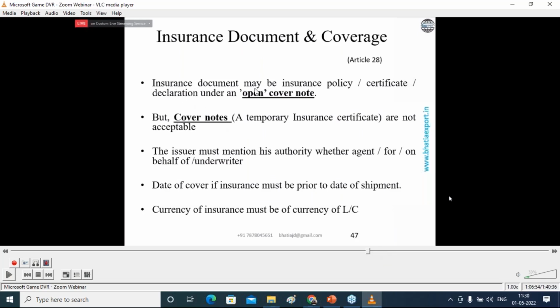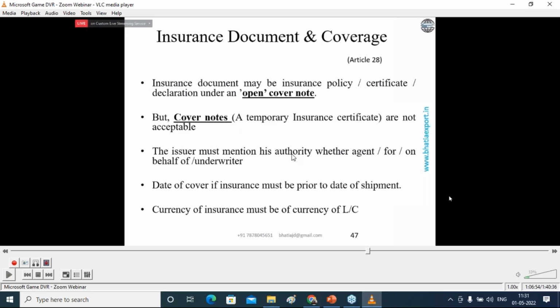Insurance. The document may be an insurance policy, a certificate, or an open policy. You can take insurance consignment-wise or transaction-wise, or overall over a period. In such cases, an open cover policy is there. Open cover is also allowed, but a cover note, a temporary insurance certificate, is not acceptable. Open policies are accepted.